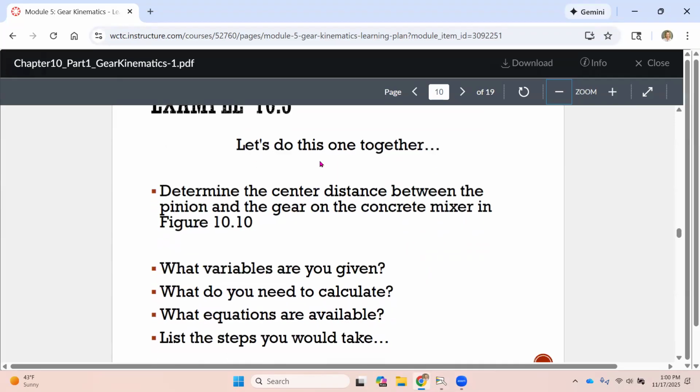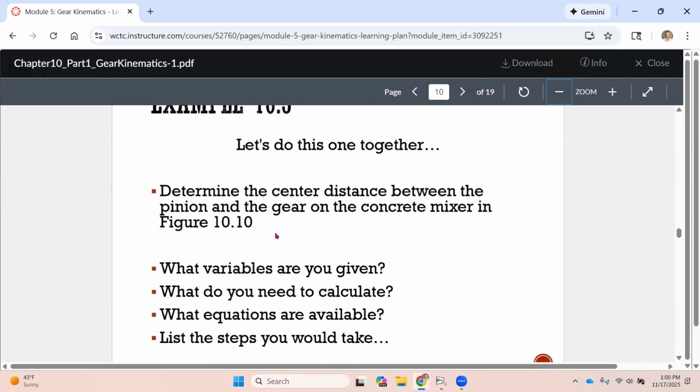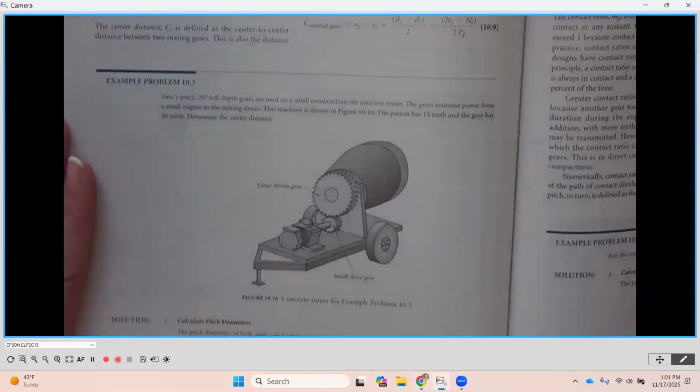So let's go ahead and look at example 10.3. Now it says we want to determine the center distance between the pinion and the gear on a concrete mixer. So we'll look at that in just a little bit. What we're going to do is go through this process, and we want to identify what variables we are given, what we need to calculate or find, and then we're going to look at our equation sheet, like what are the equations that we're going to be interested in using, and then we're going to work through this in steps. So on page 268, we are going to find example 10.3.